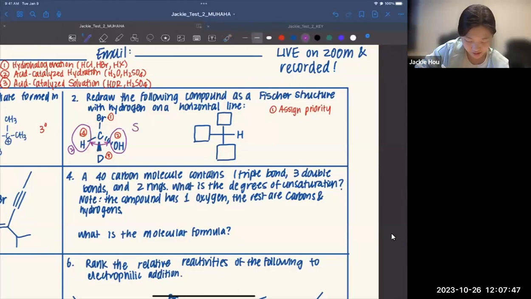And then as we know, this is going to be S, right? And so this would be S, and because we did do the swap, we have to change it to R because that's our actual one. And so, yes, this will be R.